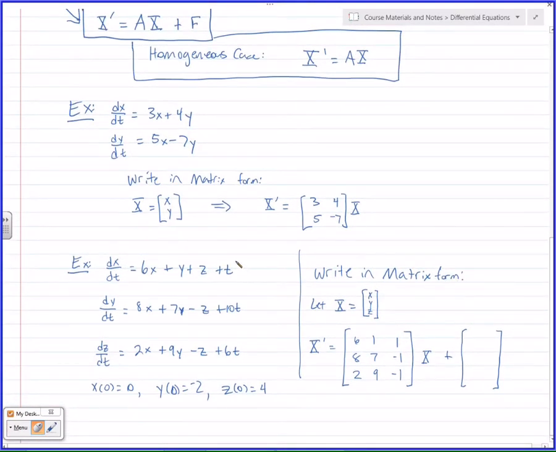And notice how I put all of this stuff, since it doesn't depend on the x, y, and z, off in its own vector: t, 10t, and 6t. Yep. In this case, it's not that common for your forcing functions to be as simple as this, but yes, you can do that.